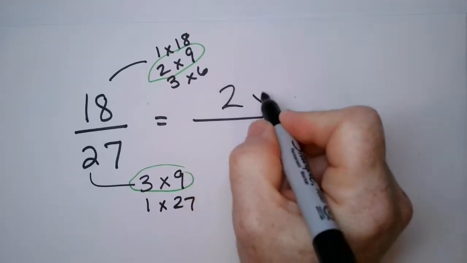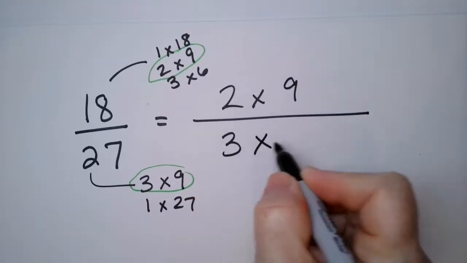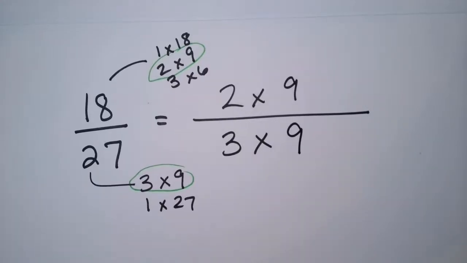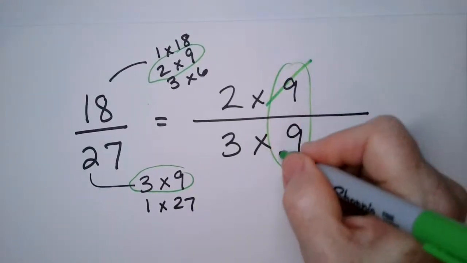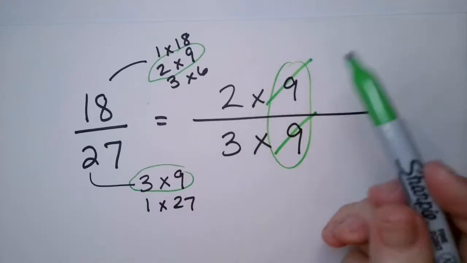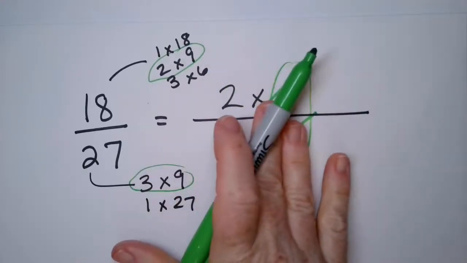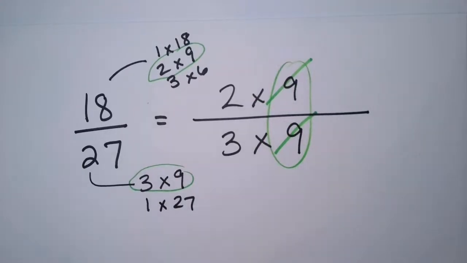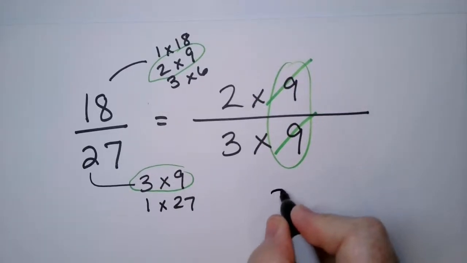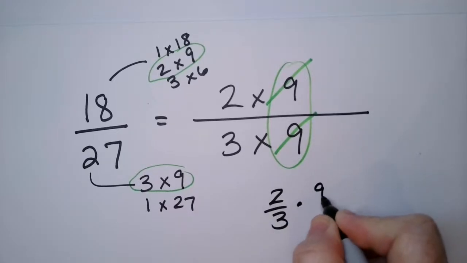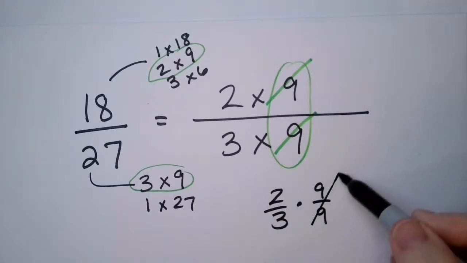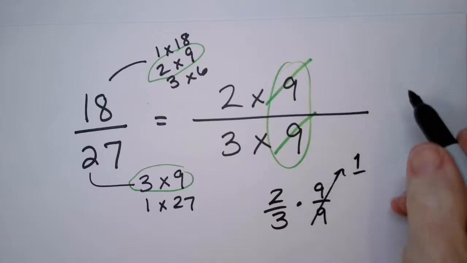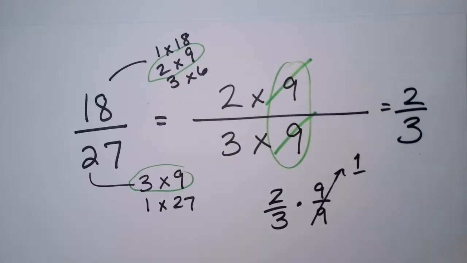Let's try it. 2 times 9, 3 times 9. What cancels out? Not the 2/3. This guy. Same thing, top and bottom. Somebody's asking, if these were plus signs, you couldn't do this. Only if it's multiplication or division can you cancel things out. Because what it's really saying is 2/3 times 9 over 9. 9 over 9 is 1. So what you're left with is 2/3.